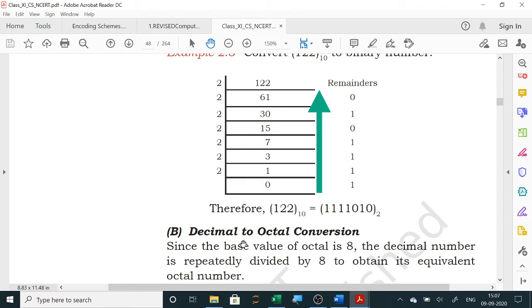How you can check it? Like when you are asked to convert binary to decimal, we were writing 2 to the power 0, 2 to the power 1, 2 to the power 2. So this is 1, 2, 4, 8, 16, 32, 64. Now you only have to add where there is a 1, that is 64 plus 32 plus 16 plus 8 plus 2, and it is coming as 122. So my answer is correct. Whenever you are solving it in the exam, you can cross check your answer.